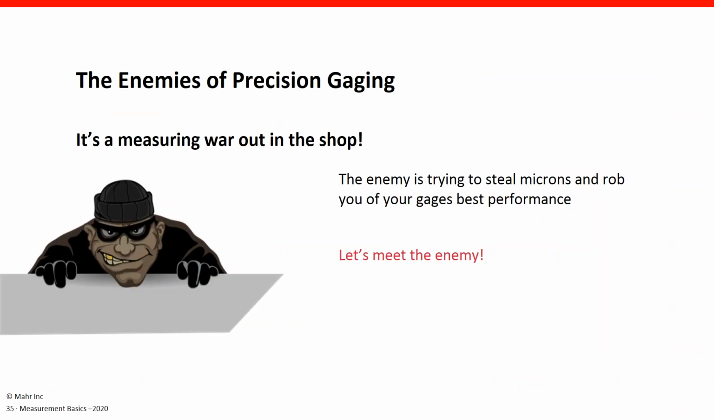Now, once we've chosen the gauge, there's enemies out there. There are enemies of precision gauging, and really it's a war out on the shop floor. And the enemy is trying to steal the microns and rob us of our best gauging performance. I like to go through some of these things that cause us to lose microns, and maybe by knowing them, we can eliminate them and prevent them from stealing those microns from us.